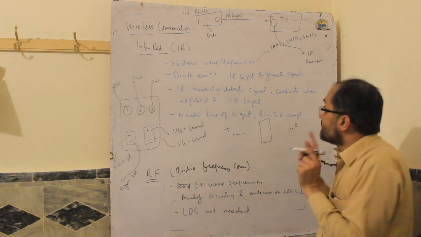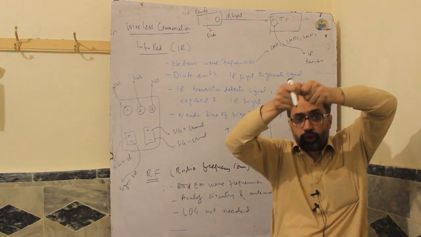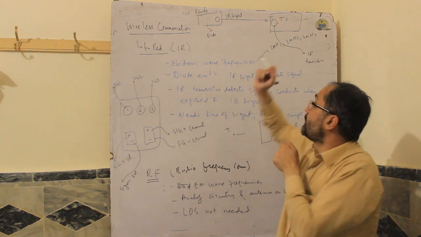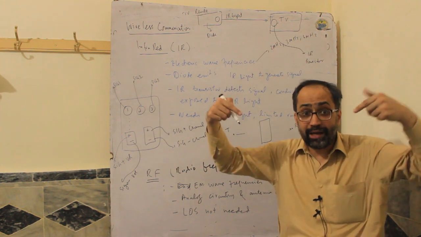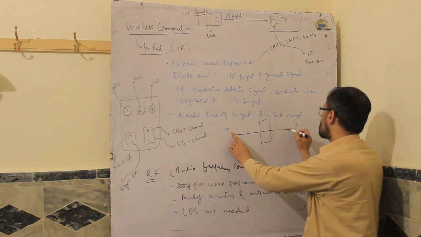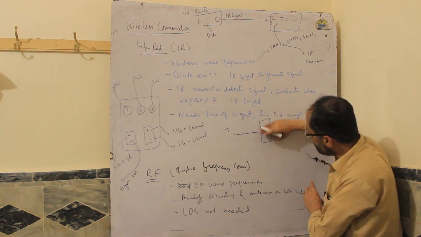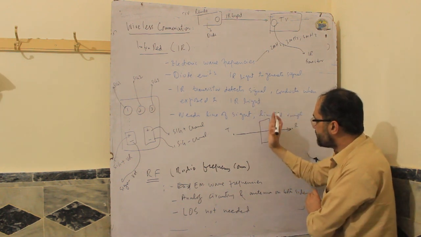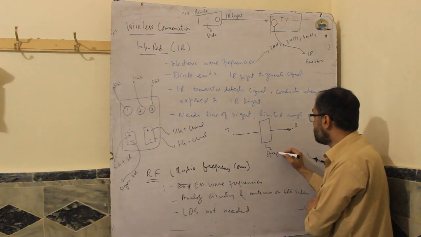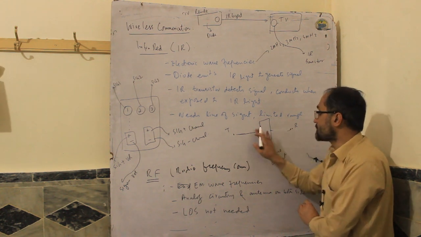So this implies that your TV remote and the TV receiver should be in the line of sight. This is called the line of sight. There should be nothing in between, no opaque object. There should be no opaque object between the transmitter and the receiver.